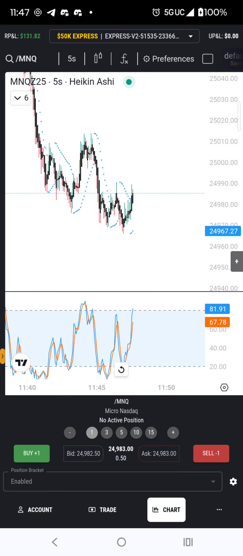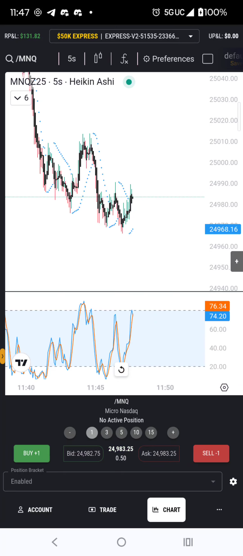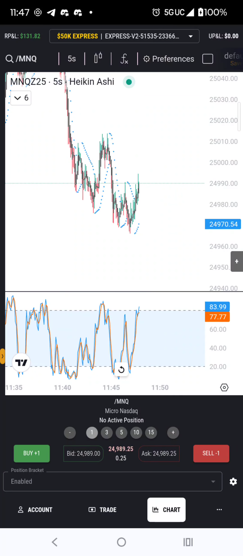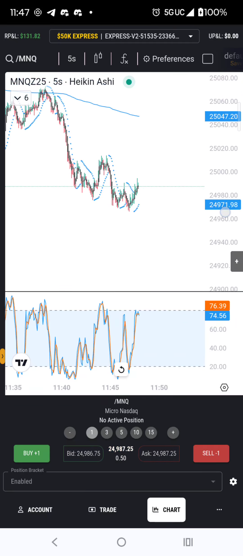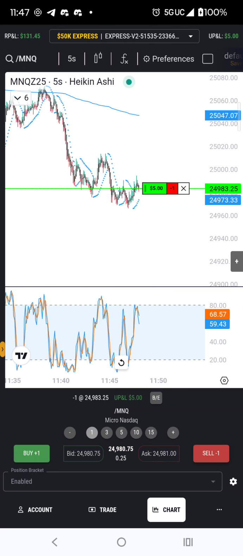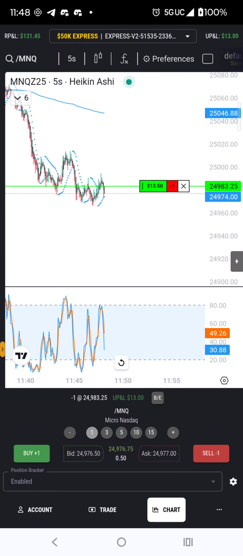Took out 18. It wasn't ready yet, just yet. Maybe it is, and maybe I trailed it too much. But we'll see. Nope, it wasn't ready yet. Nice pullback there. And we can probably tap right here too, and see what it does. Right back into profit.